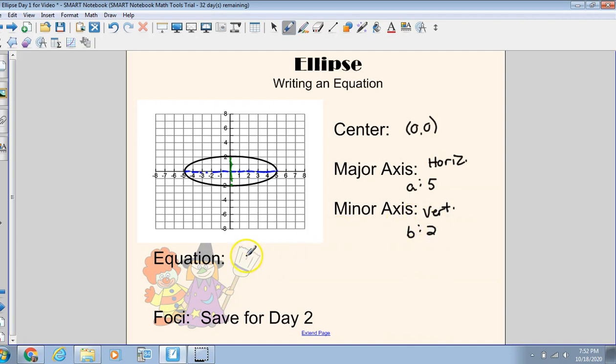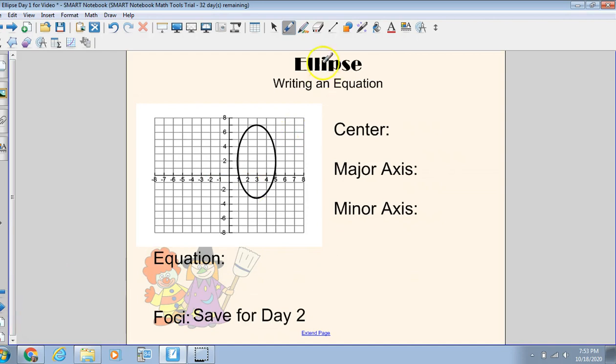So when we write our equation, we would have (x minus h) squared and (y minus k) squared, but since our center is (0, 0), we're just going to have x squared and y squared. I always like to put in the x and the y first. And underneath the x, how much we're going left and right, our a value is 5, so a squared is 25. Underneath the y, how much we're moving vertically, b is 2, b squared is 4. And our equation equals 1. Don't forget the equals 1 on the other side.